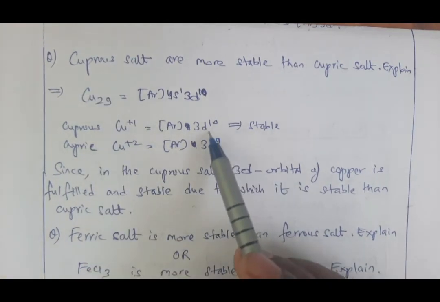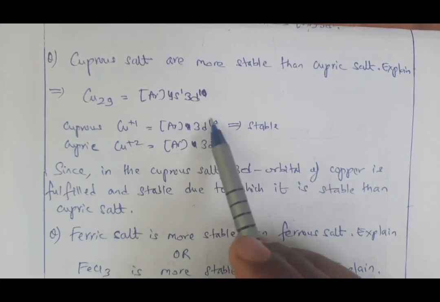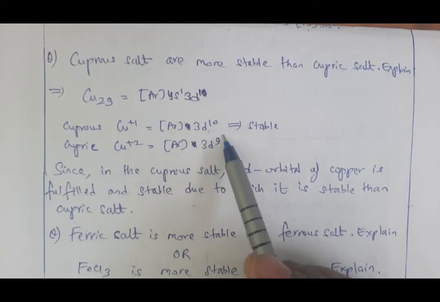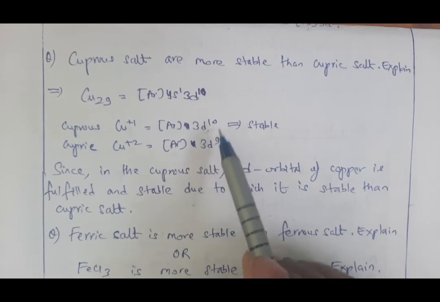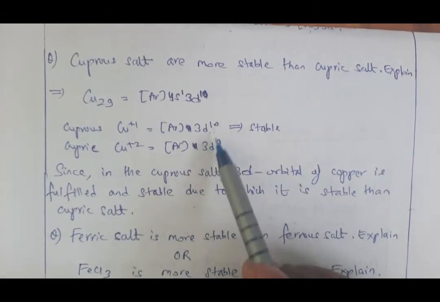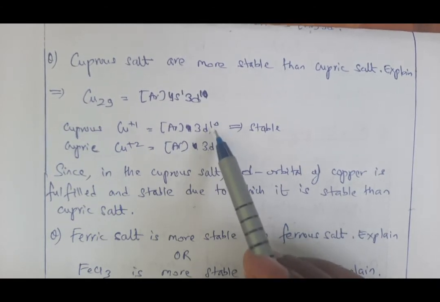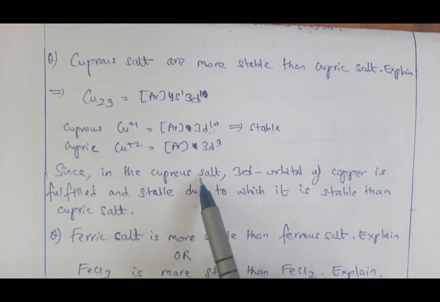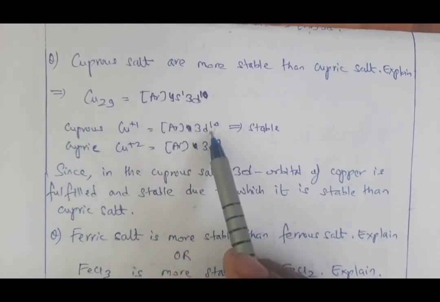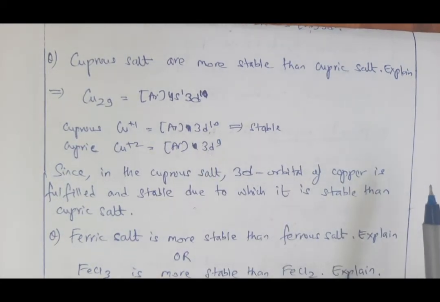Why? Because 3d orbital is completely fulfilled and stable. Those who have completely filled d orbital, they are more stable. But in cupric, d orbital is not fulfilled, so it is not stable. So in case of cuprous and cupric, do remember cuprous salts are more stable than cupric, because in cuprous salt, 3d orbital of copper is fulfilled and stable, due to which it is more stable than cupric salt, we say. You can take the screenshot to make the notes.